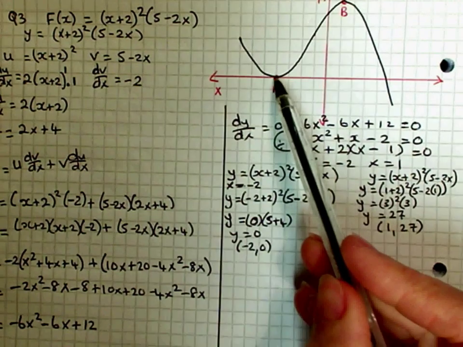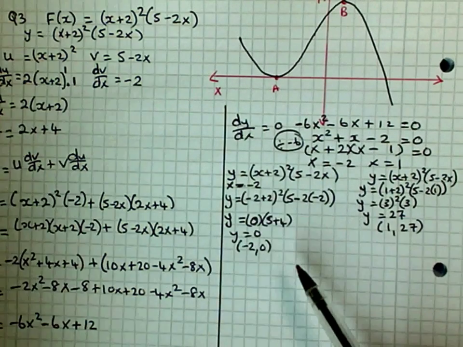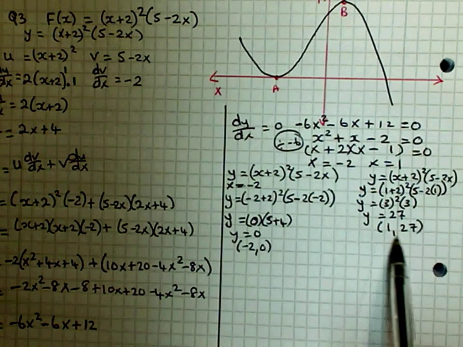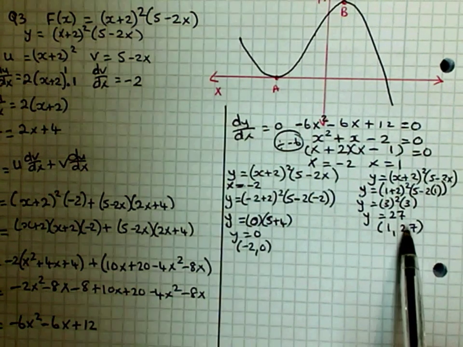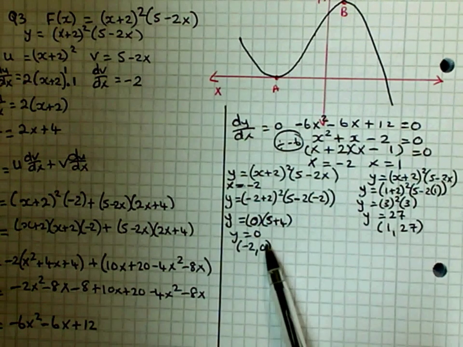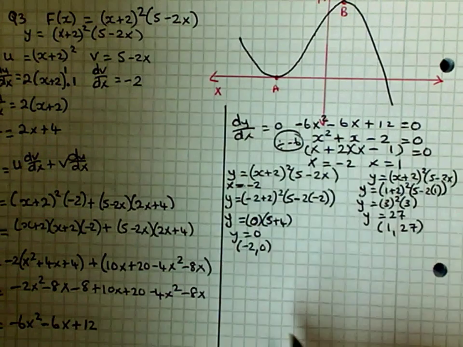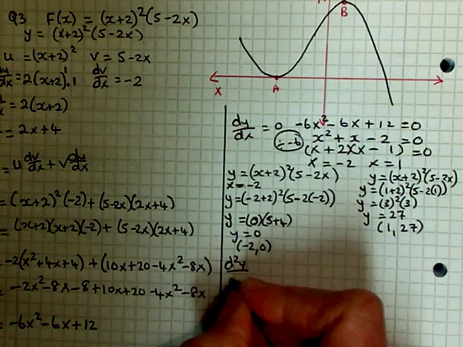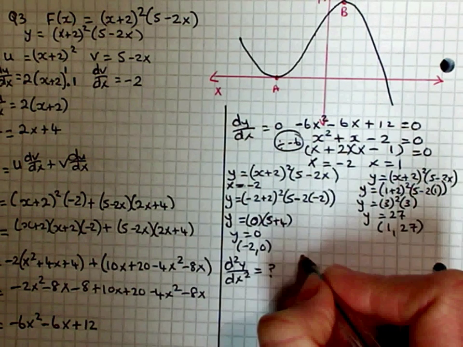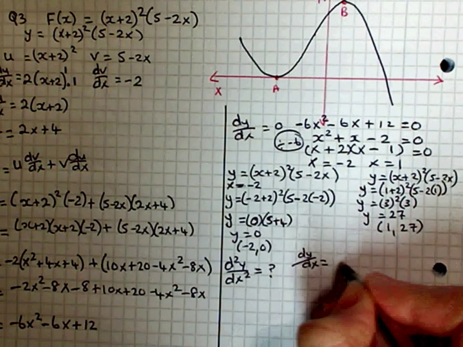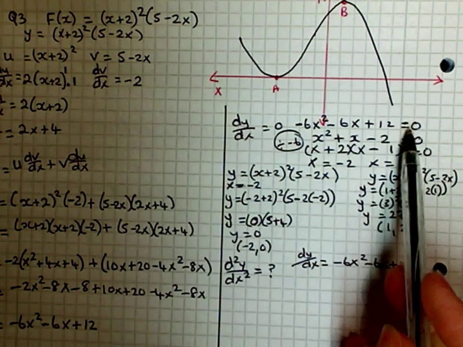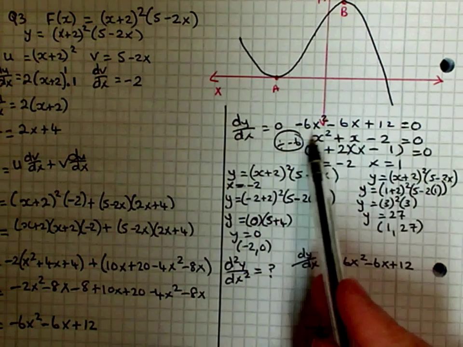Okay, so now we have our two turning points. One of them is A and one of them is B. So now we have to determine which is which. You can pretty much tell that this point here, (1, 27), is your maximum turning point, point B, from the size of the y value, and this here is your 0. But best to go on and find d squared y dx squared. Okay, so how you find that is you take your dy dx, which is minus 6x squared minus 6x plus 12. Be sure not to take the one that was divided across or simplified.